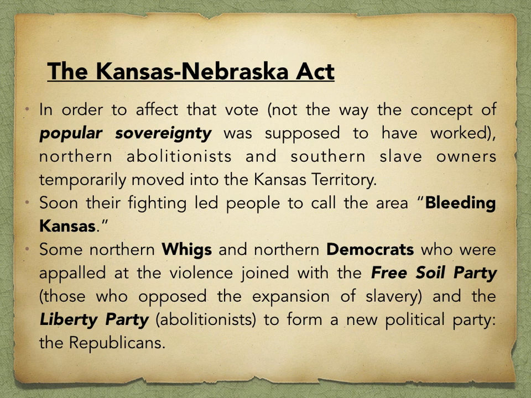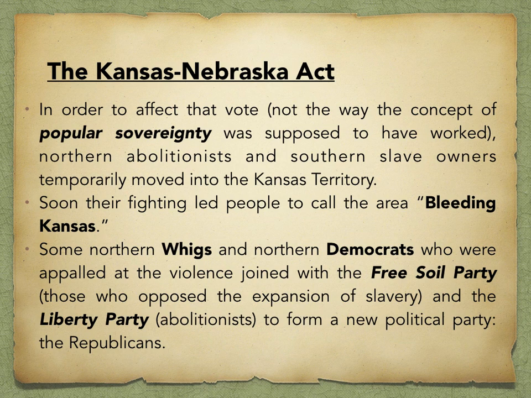Again, some Northern Whigs and Northern Democrats who disliked all the violence that was going on over the Kansas-Nebraska Act joined the Free Soil Party and the Liberty Party to form a new political party that was called the Republicans. That's very important for you to know. I know I didn't leave it as a space on your notes, but you need to know where the Republican Party came from. This is not the Democratic Republicans that we were talking about before. They were known from this point on as the Democrats. But this is the Republican Party, or the Party of Lincoln, that went through the Civil War, and they came from Northern Democrats and Northern Whigs who disliked the violence associated with the Kansas-Nebraska Act.